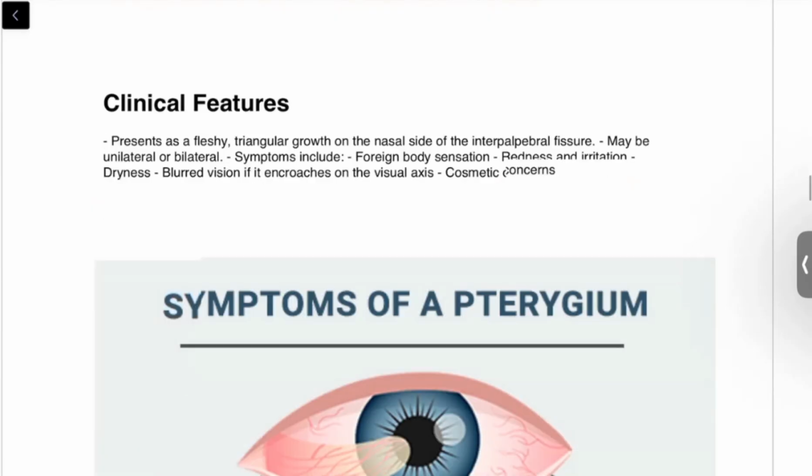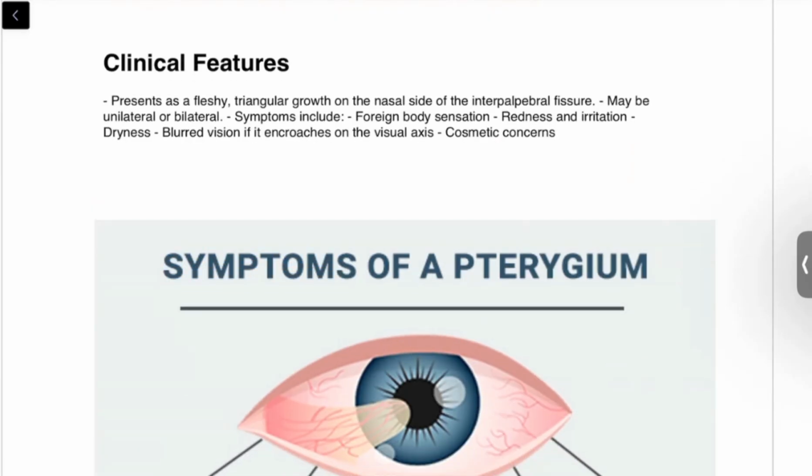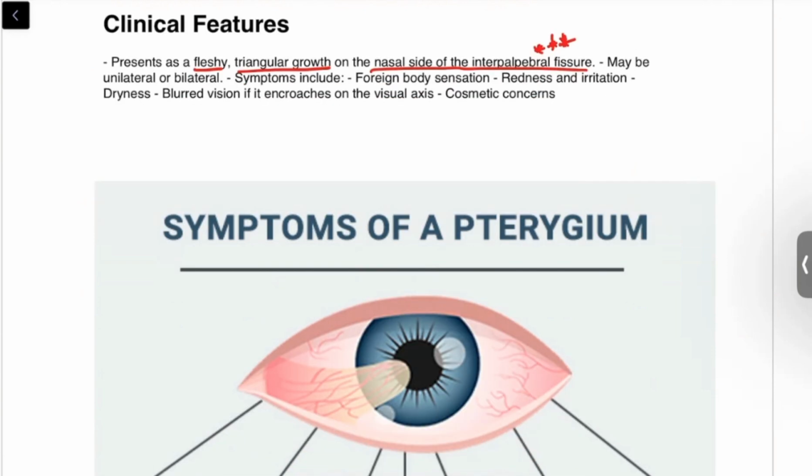Okay, so how will the patient present to us? What are the clinical features usually seen in patients with pterygium? Visibly, it is a fleshy triangular growth on the nasal side of the interpalpebral fissure. Okay, so this is the most common sign. It may be unilateral or bilateral depending upon the cause, and symptoms include foreign body sensation, like something is there in the eye which is not mine. There is continuous foreign body sensation, irritation, and because of this redness and dryness will be there. Blurred vision occurs if it encroaches on the visual axis.